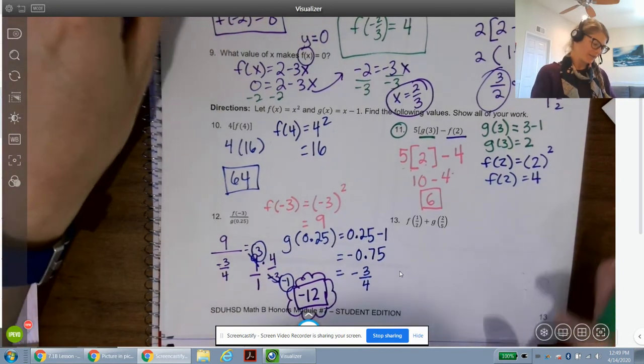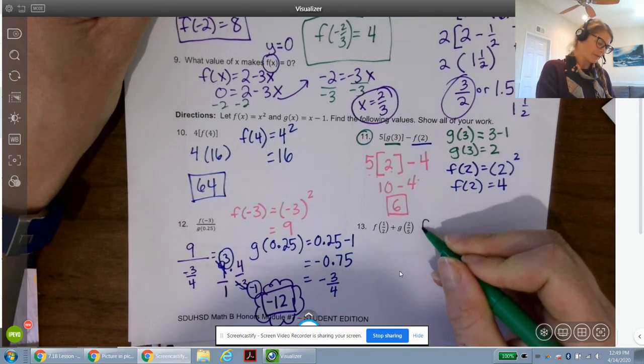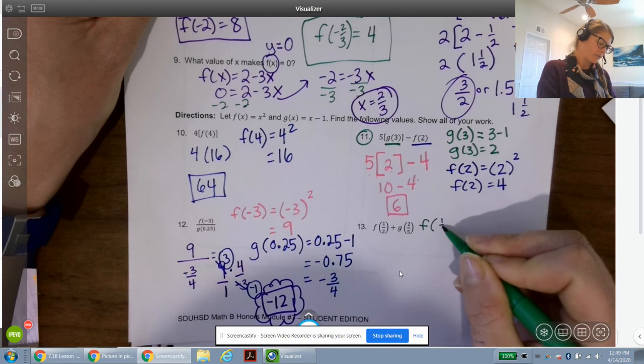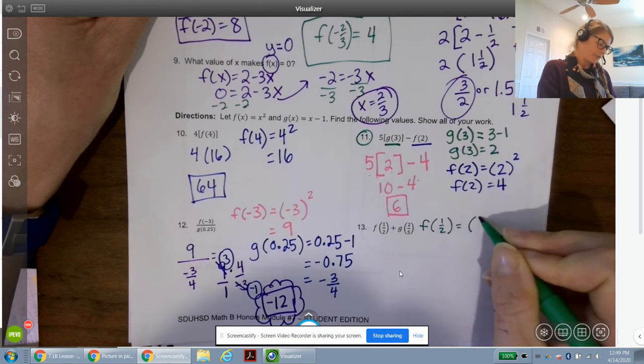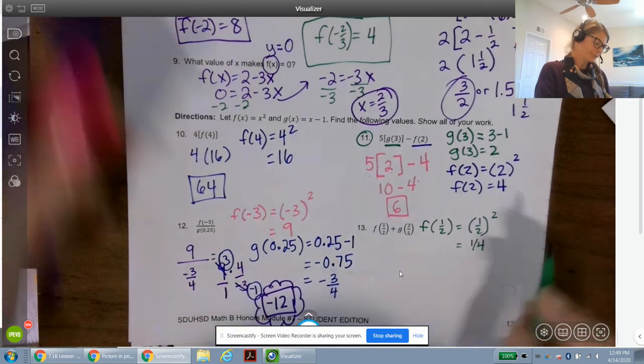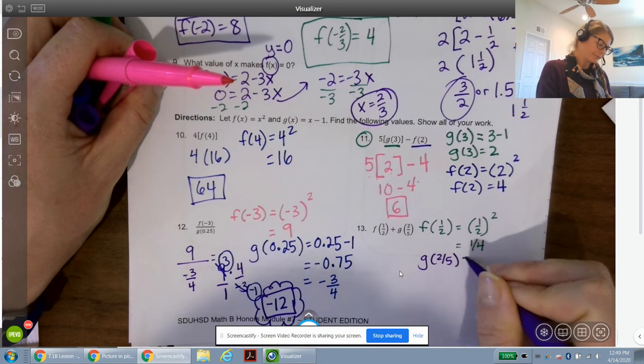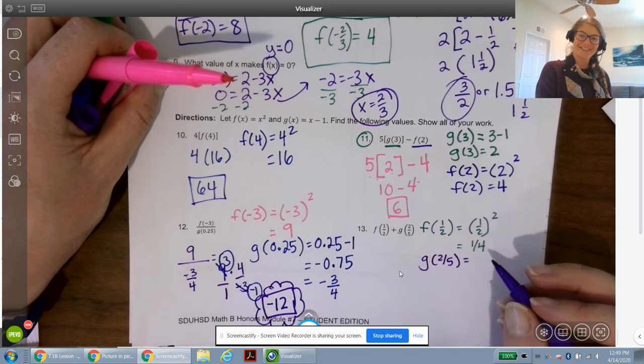And let's go over 13 together. f of 1/2 plus g of 2/5. So f of 1/2, the function f of x when x is 1/2, is going to be 1/2 squared. So that's 1/4. And then g of 2/5, the function g evaluated when x is 2/5.